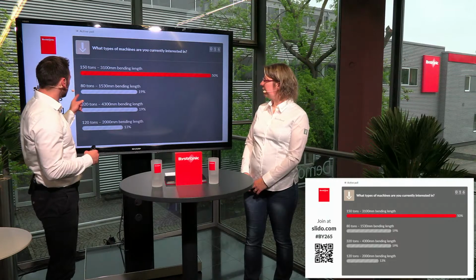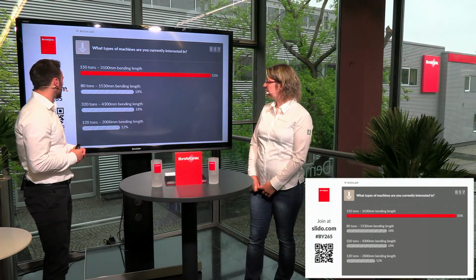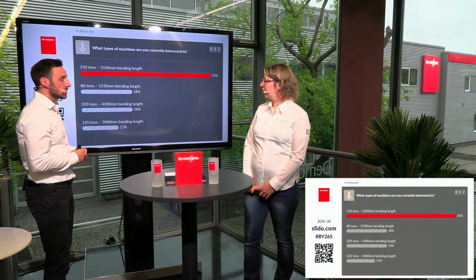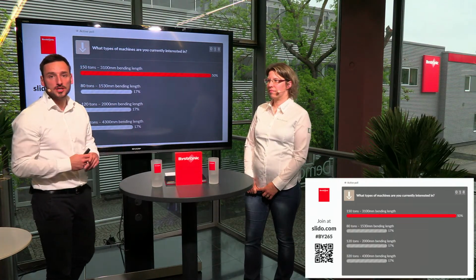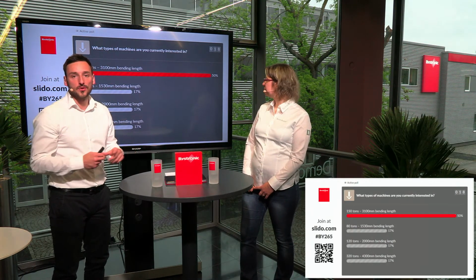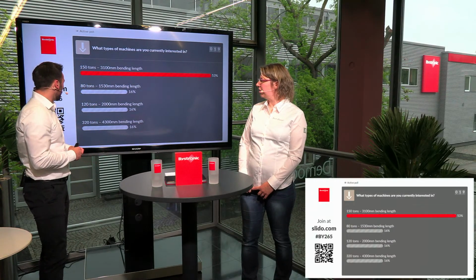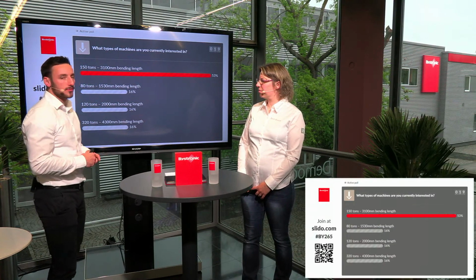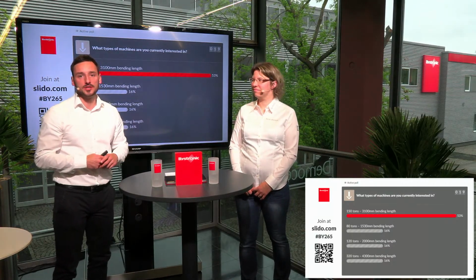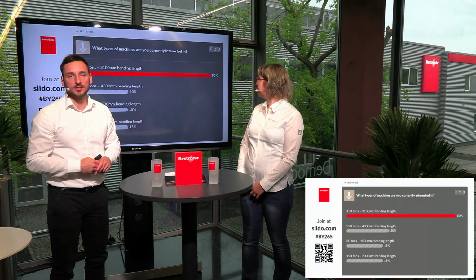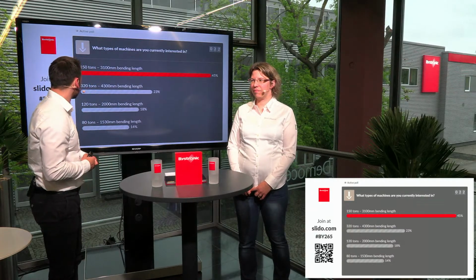But we also see that you are interested in lower tonnages, like an 80-ton machine, smaller machines with high performance for smaller jobs. And we can also see that a 320-ton by 4 meter is an interesting machine, especially if you are in the thick sheet metal business.